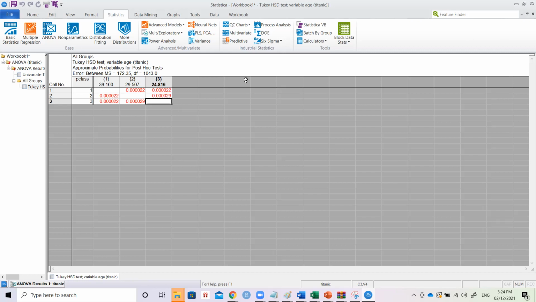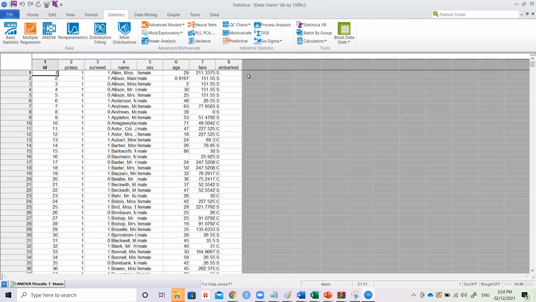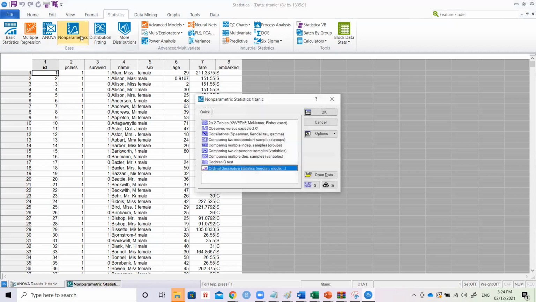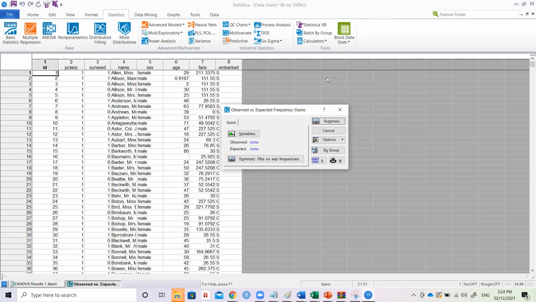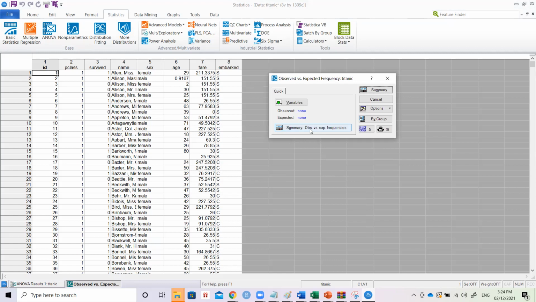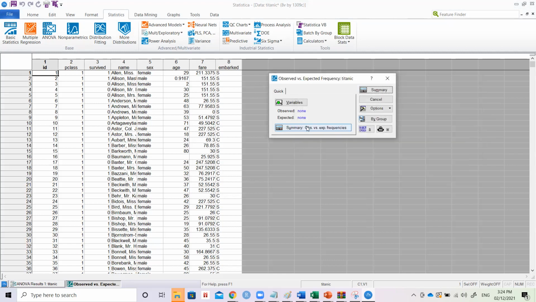Okay. So last, the chi-square test. Paano nga ba si chi-square test? So the question is, does the survival rate differ between sexes? So non-parametrics tayo. Observed versus expected chi-square. Yun, chi-square test siya. So the variables, hinahanap niya, summary of observed versus expected frequency.